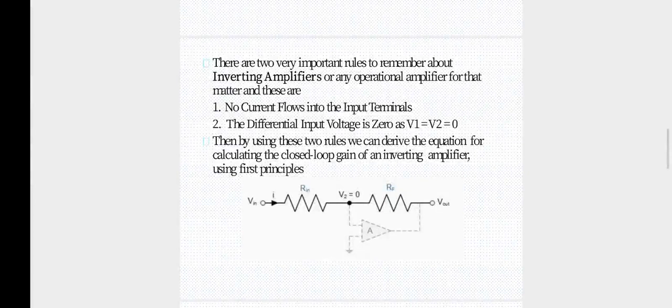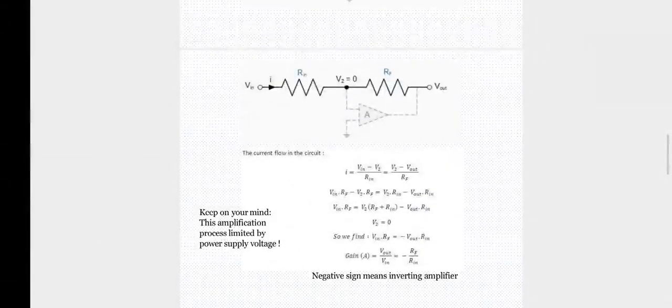You can see here V1 and V2. V1 is nothing but the input voltage, V2 is nothing but the negative feedback voltage. So the difference between both is going to be zero. These are the equations for calculating the closed loop gain, Vout by Vin. Closed loop gain A is equal to the output voltage divided by the input voltage. Input voltage is nothing but the combination of source voltage along with the negative feedback.